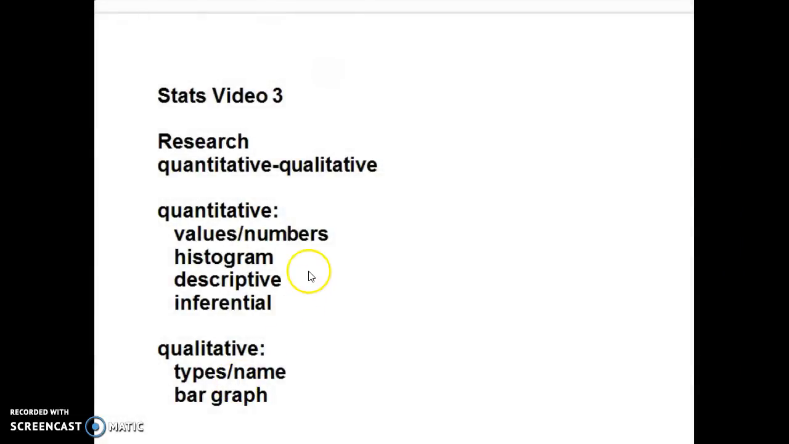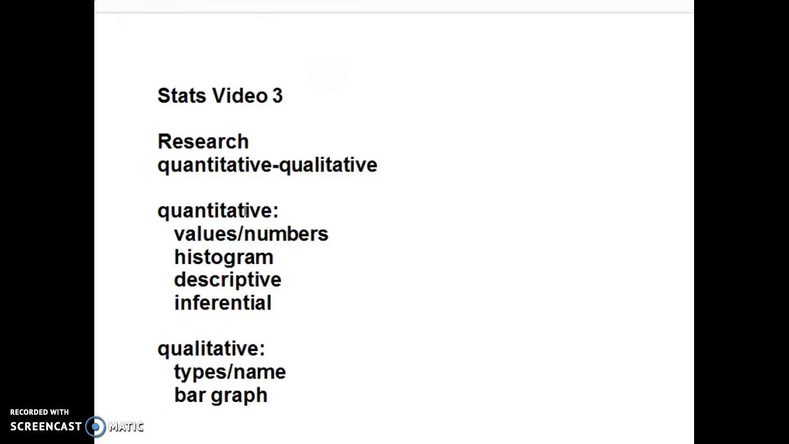First of all, we have two main types of research. I'm going to put them up here on the board. We have quantitative research and we have qualitative research. These are the two broad general areas of research. Quantitative research refers to numbers. Basically, what we will be doing in stats is looking at quantitative research. Compare that to qualitative research.